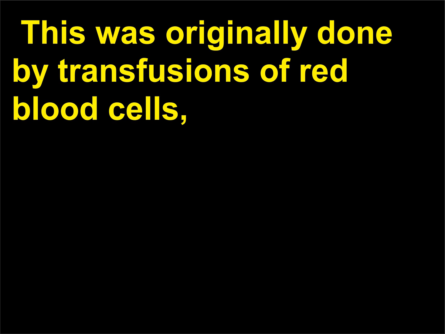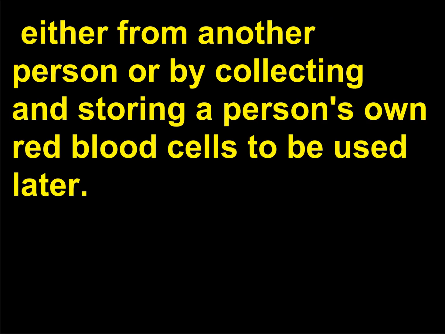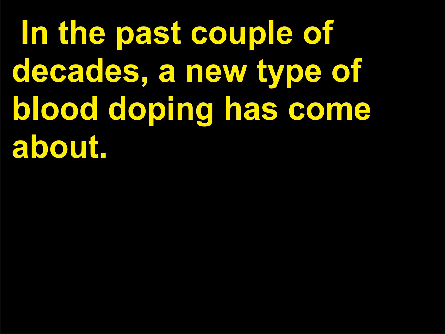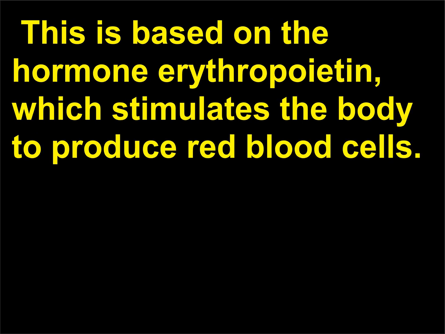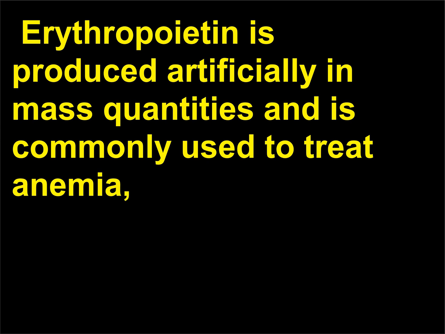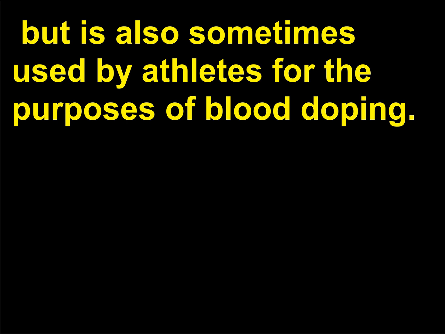This was originally done by transfusions of red blood cells, either from another person or by collecting and storing a person's own red blood cells to be used later. In the past couple of decades, a new type of blood doping has come about. This is based on the hormone erythropoietin, which stimulates the body to produce red blood cells. Erythropoietin is produced artificially in mass quantities and is commonly used to treat anemia, but is also sometimes used by athletes for the purposes of blood doping.